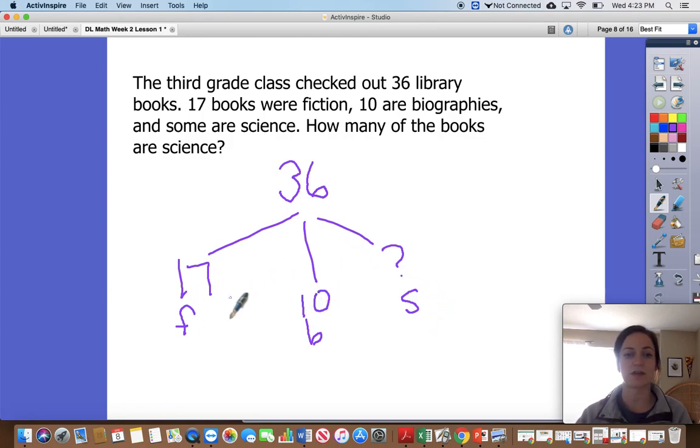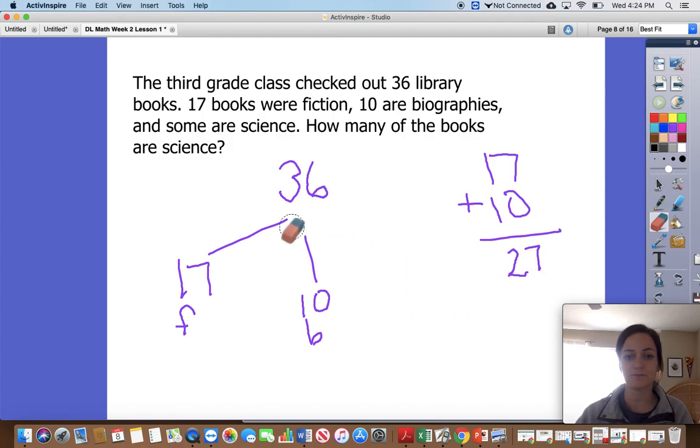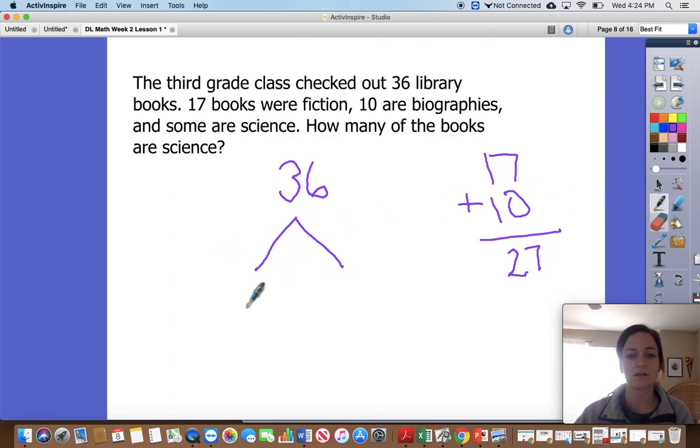I'm going to add these two together. I'm going to add my fiction and my biographies together to see how many are left over to be science books. 17 fiction books plus 10 biography books. 7 plus 0 is 7, 1 10, 2 10s. So 27 of the books are fiction and biography. So like I was saying earlier, I could just redraw my math mountain if I want to, because now I only have 2 factors. Or 2 add-ins, sorry. So I've got 27 fiction and biographies, and the rest are science, okay?